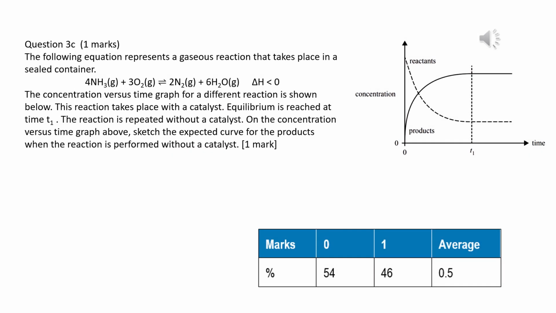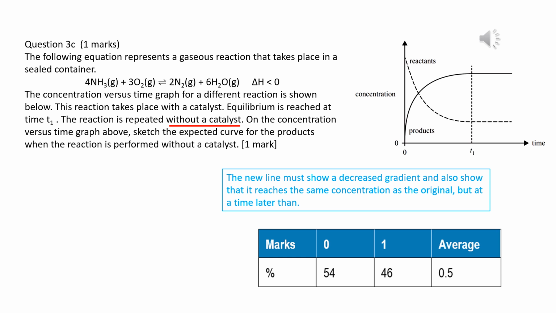The keywords are without a catalyst. A catalyst can increase the rate of reaction but not change the position of equilibrium. So, the new line must show a decreased gradient and also show that it reaches the same concentration as the original, but at a later time.